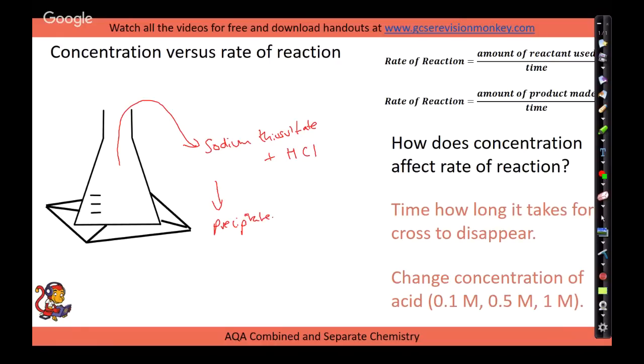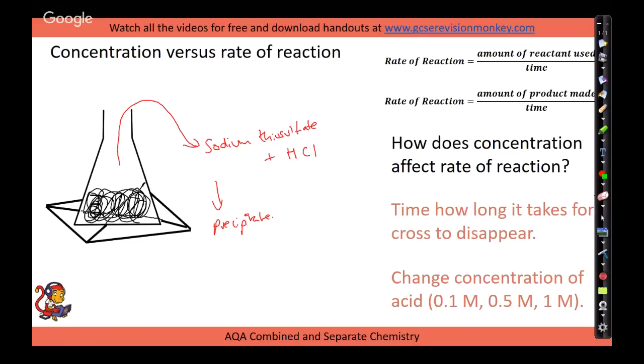And what that will mean is this solution will gradually go cloudy. So it will build up with a solid precipitate and it will go cloudy. So if at first we could see through that conical flask, because the solution was colourless, we would be able to see the cross that is on the piece of paper or the white tile beneath it. We'd be able to see that. But gradually, over time, as this reaction happens and it goes cloudy, that cross underneath will no longer become visible.